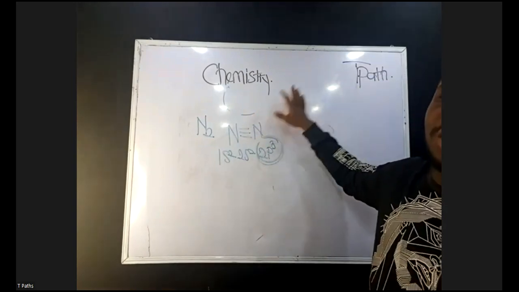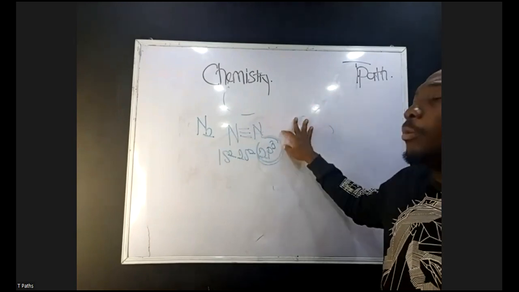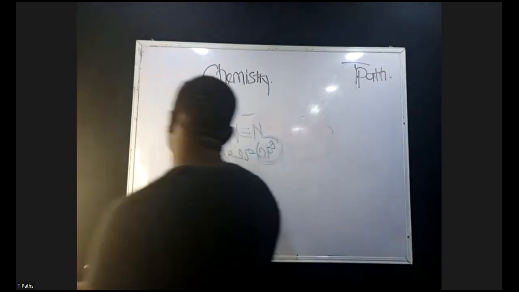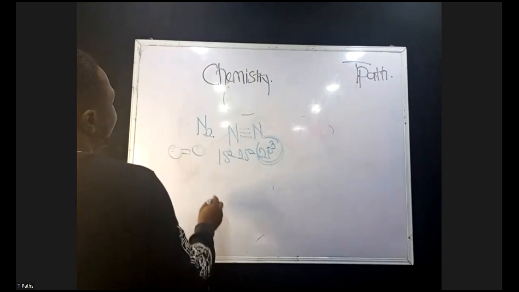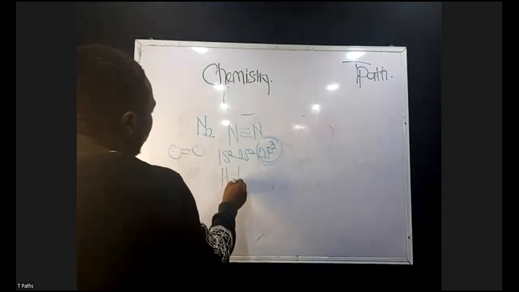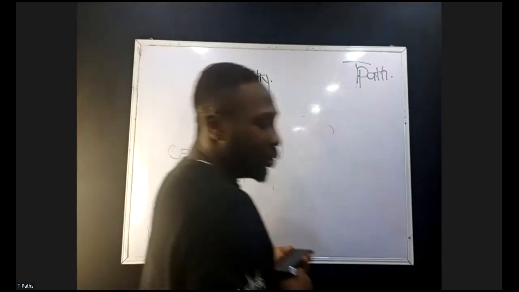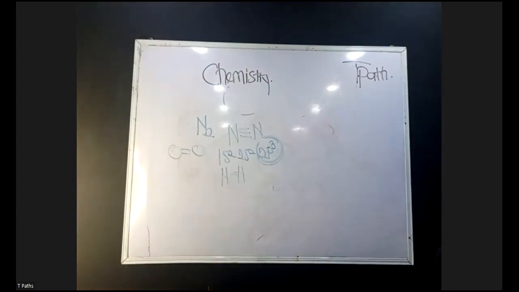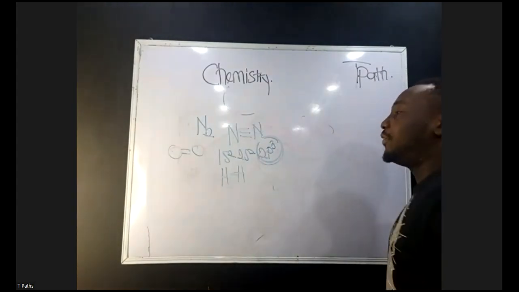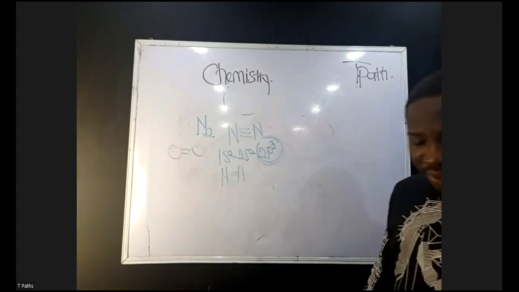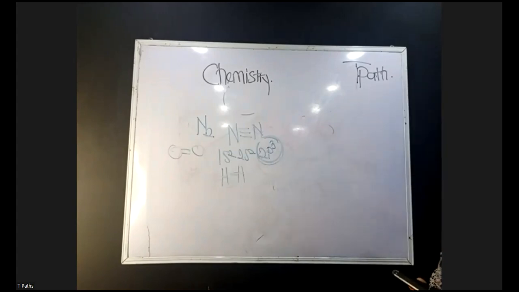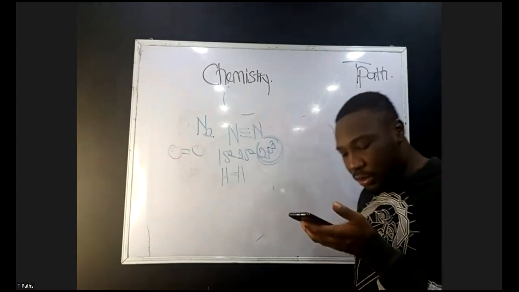So it can be single, it can be double, and it can be what? Triple. Double, for example, is O double bond O. Single is hydrogen. So there's sharing of electrons there. And that is why you observe that covalent bonding is present in covalent compounds.